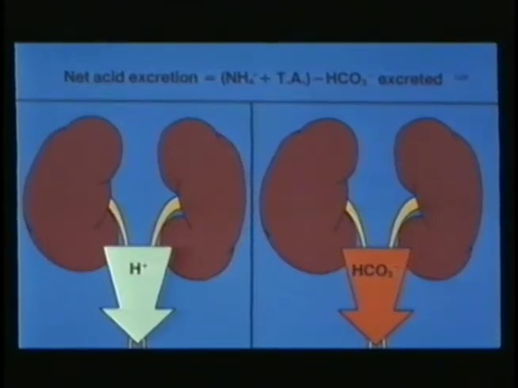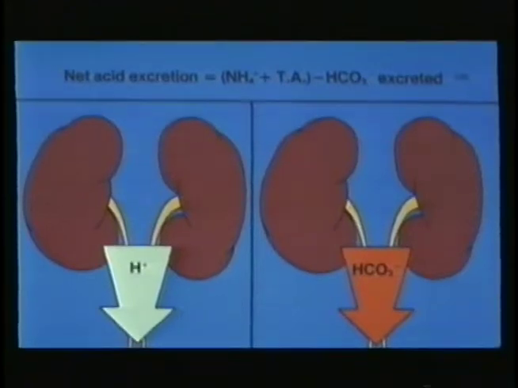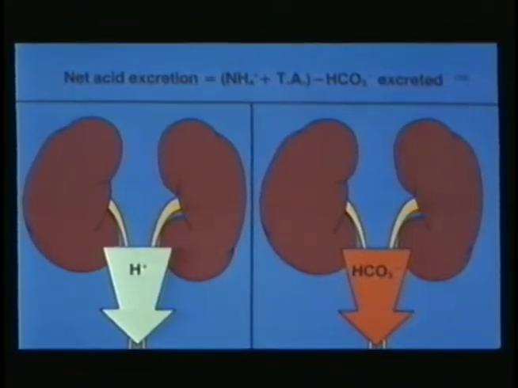The concept of net acid excretion is useful in describing the overall contribution of the kidney to hydrogen homeostasis. Net acid excretion can be defined as the sum of ammonium and titratable acid excretion minus urinary bicarbonate excretion. Note that net acid excretion has a positive value when hydrogen ion output is preponderant and a negative value when bicarbonate output is preponderant.